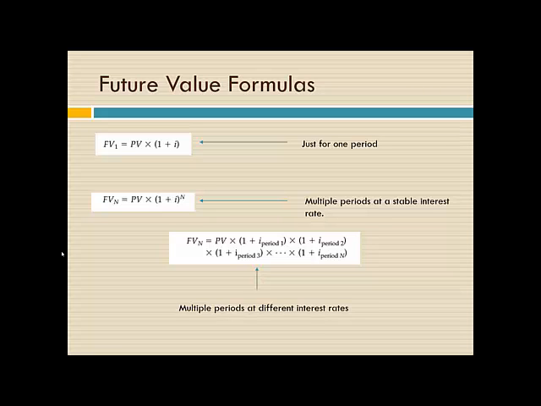then we're going to use that first formula that's just for one period, and that is future value equals whatever the present value is times 1 plus the interest rate. That formula you use only when you're dealing with one interest rate over one period. Then the second future value formula that we're going to be working with pretty soon is for multiple periods at a stable interest rate. So if the interest rate isn't changing, then you can use the same i over and over and over, right?